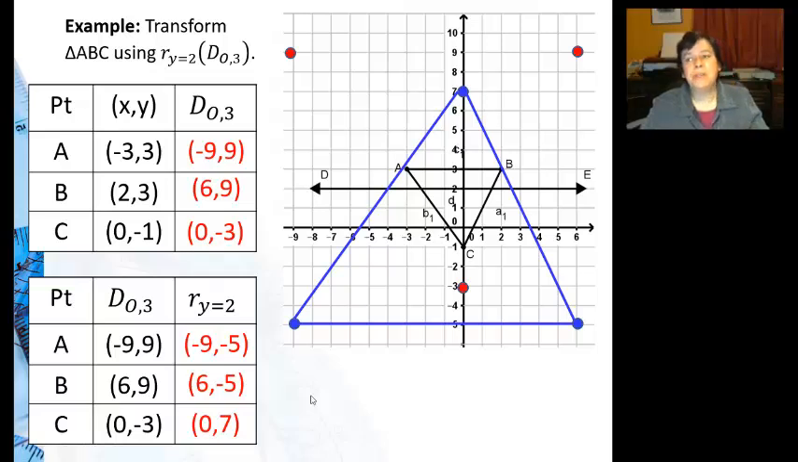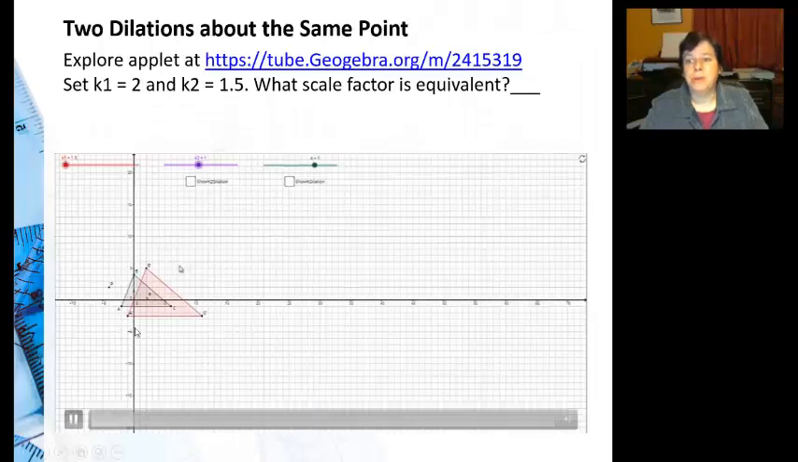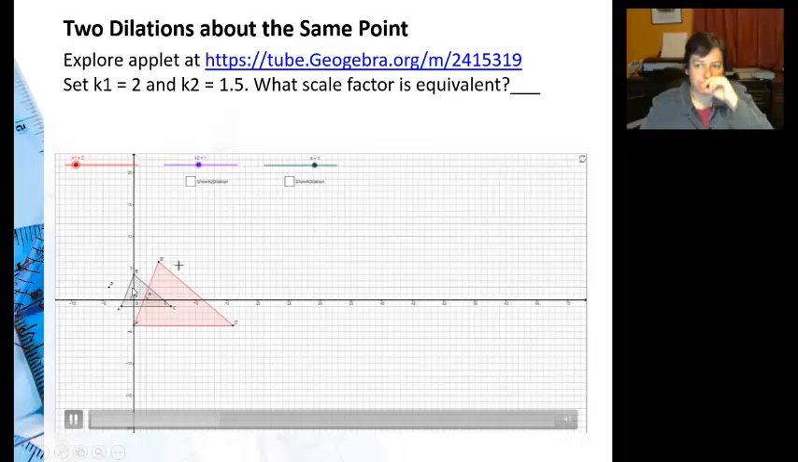Now there's another set of a composition of transformations that's really cool, and that is when we have a dilation and a dilation. So two dilations about the same point. So here I have the scale factor, and I'm setting my scale factor to 2 to create this one from that one. Now I'm going to do another dilation about the same point, and here I'm going to set the scale factor to 1.5, so you can see it's moved out here.